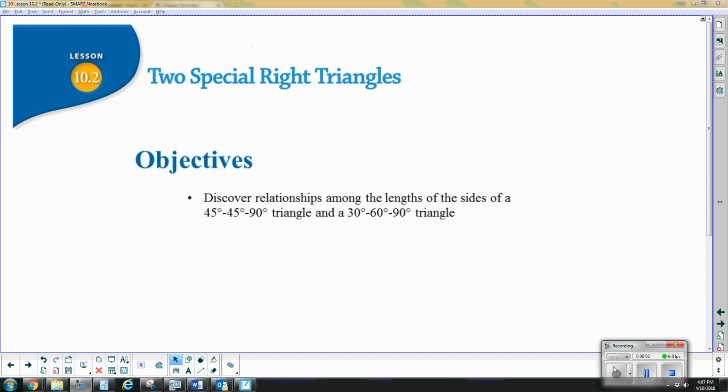Hi ladies, this is lesson 10.2 and this is dealing with two special right triangles. So we're going to specifically look at triangles that have 45, 45, 90 degree measures and triangles that have 30, 60, 90 degree measures. So these, again, they're both right triangles, but one has two 45 degree angles and another one has a 30 and a 60 degree angle.